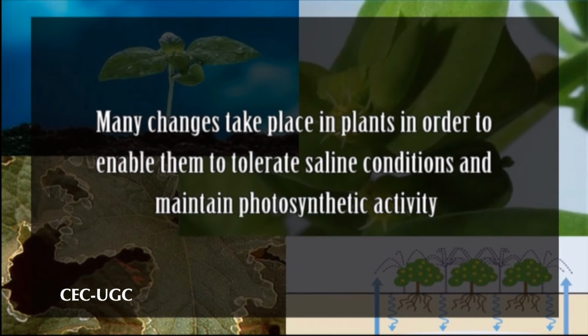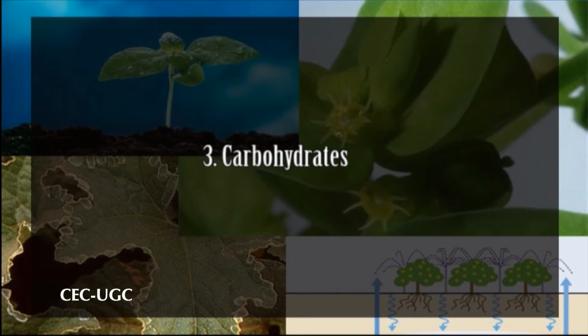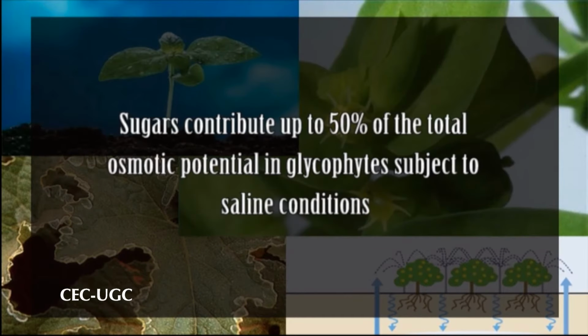Many changes take place in plants in order to enable them to tolerate saline conditions and maintain photosynthetic activity. Number 3 is carbohydrates. Among the various organic osmotica, sugars contribute up to 50% of the total osmotic potential in glycophytes subject to saline conditions. The accumulation of soluble carbohydrates in plants has been widely reported as a response to salinity or drought, despite a significant decrease in net carbon dioxide assimilation rate.